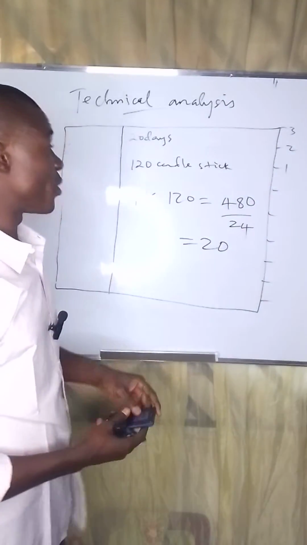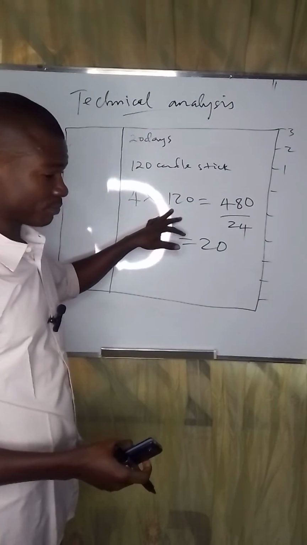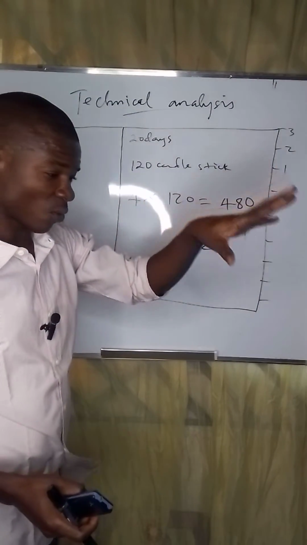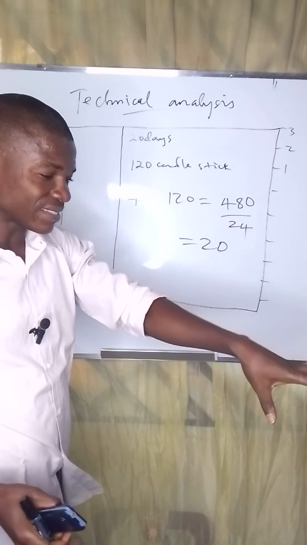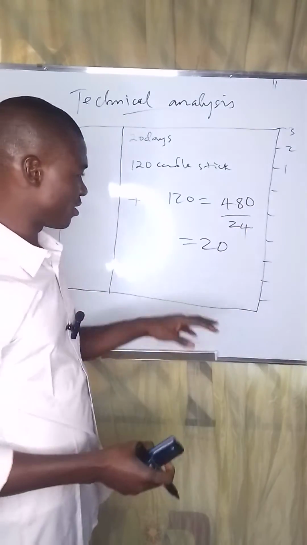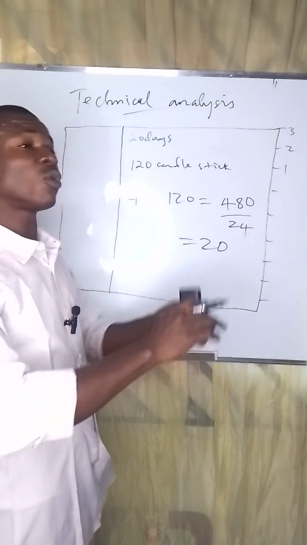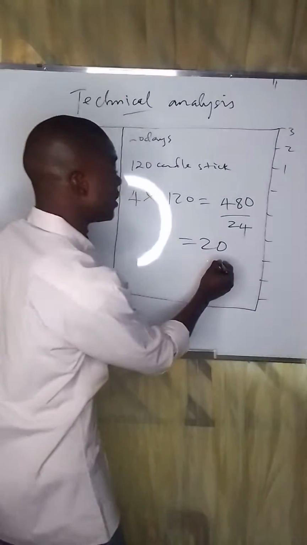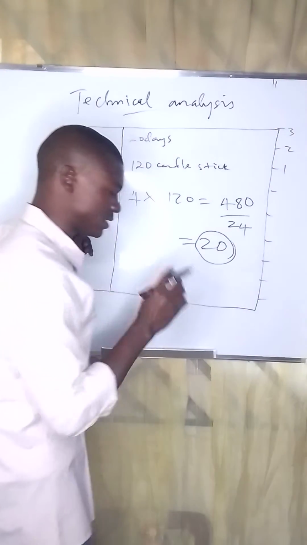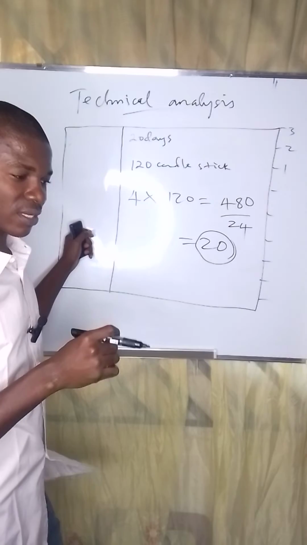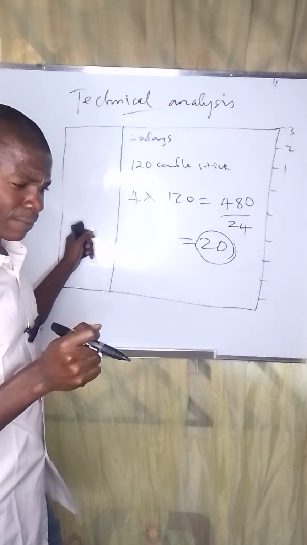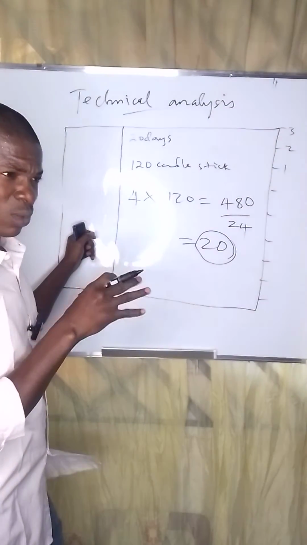Yes. So when we have a 4-hour time frame and 120 candlesticks displayed, that means the whole chart, what we are seeing, is 20 days. I believe you understand that. We are still setting our screen.